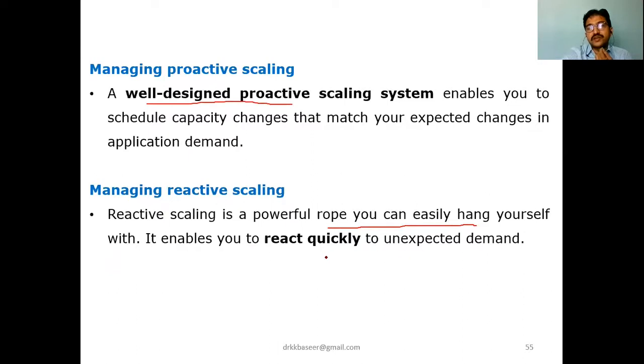Sometimes when you want to run a program, they say that the paid version gives you a more friendly and faster experience. They have some business tricks, and people get trapped by them. That is why it is called a rope you can easily hang yourself with. Automatically we get attracted to that type of offer, we register and purchase online, right? So these business tricks are there in reactive scaling as well.